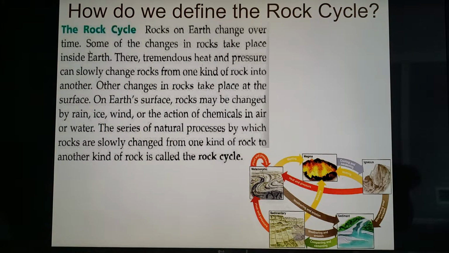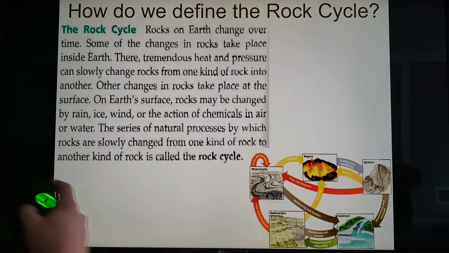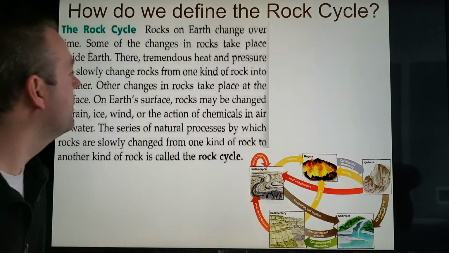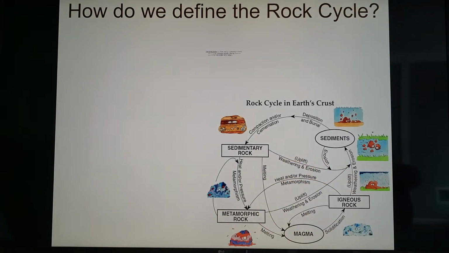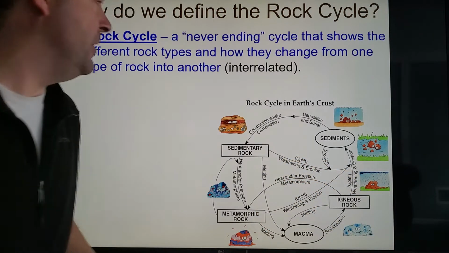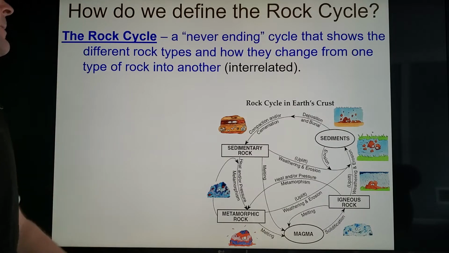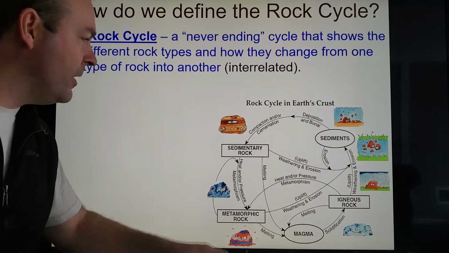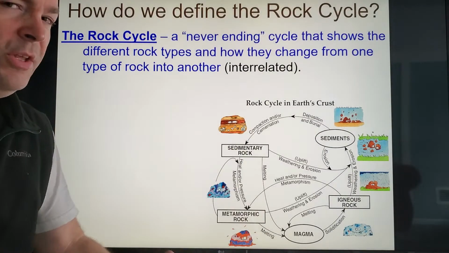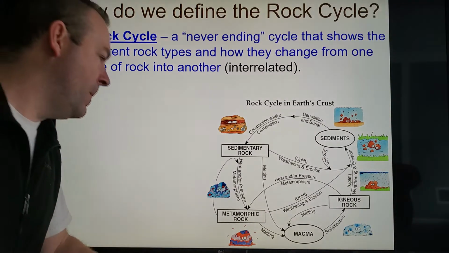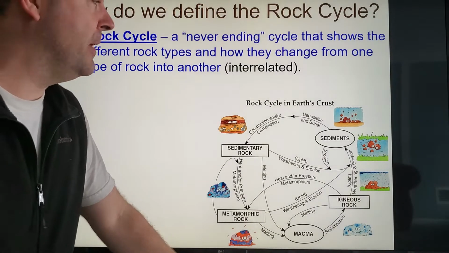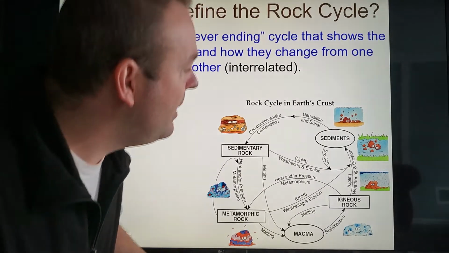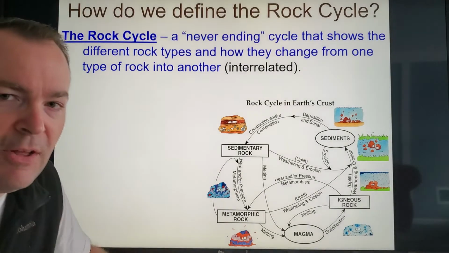All right, so how do we define the rock cycle? Quick little read there, hit pause, make sure you skim that through. There's your official definition, right? A never-ending cycle that shows the different rock types and how they change from one into the other. That big word there, they're all interrelated. Rocks, of course, aren't living things, but the rock cycle is pretty complex and constantly evolving.